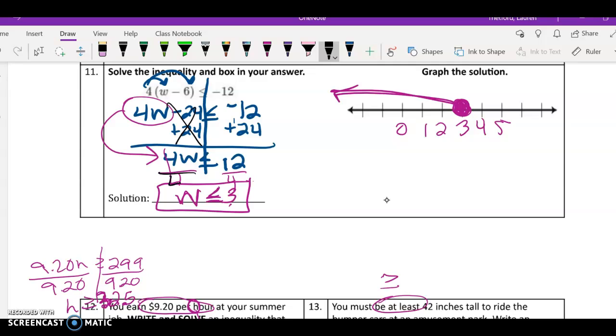Then I divide by 4 on both sides, and I get w is less than or equal to 3, because 12 divided by 4 is 3. And so that's a filled in circle because there's a line underneath my inequality, and it's going to the left.